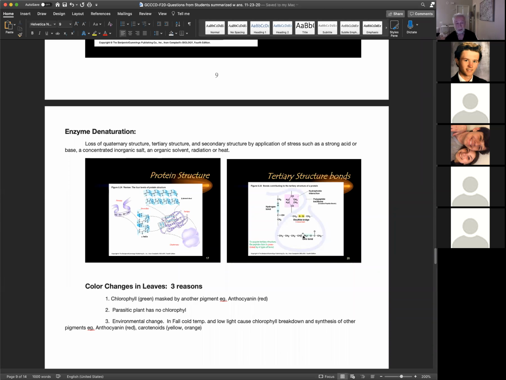And so if the environment is not conducive to these bonds holding, they will break and the tertiary structure is destroyed. And remember, the shape of the molecule is critical to its activity. If the tertiary structure is damaged, the shape of the enzyme changes and it can no longer fit its substrate. So that's enzyme denaturation, that's what it is. And these 2 figures show how it works.